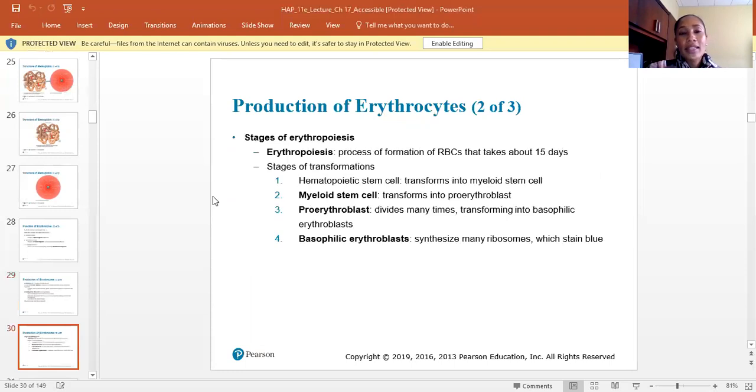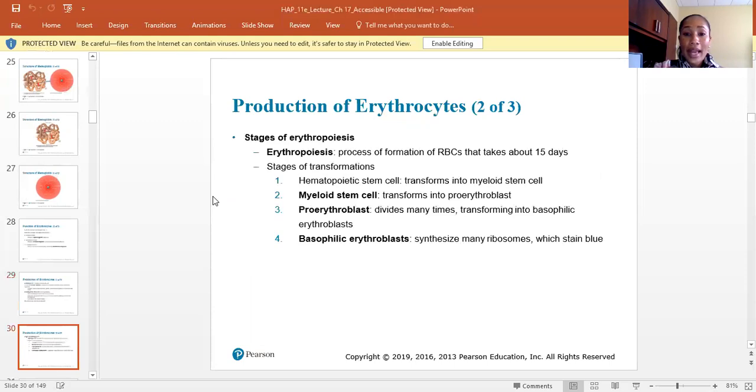Okay, so here we have the stages of erythropoiesis. So erythropoiesis is the actual process of forming red blood cells, which should make sense because erythrocytes are the formal term for red blood cells. This whole process takes about 15 days, and we'll go into the different stages. So we start off with a hematopoietic stem cell, and this stem cell will transform into a myeloid stem cell. Then the myeloid stem cell will transform itself into a proerythroblast.